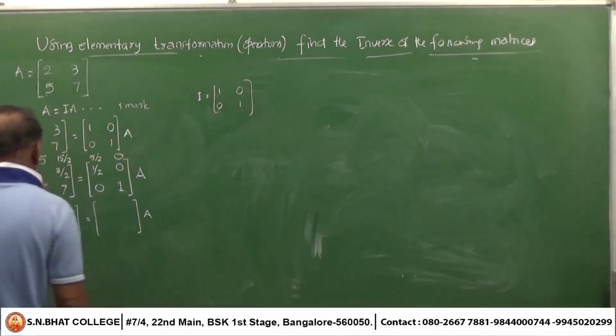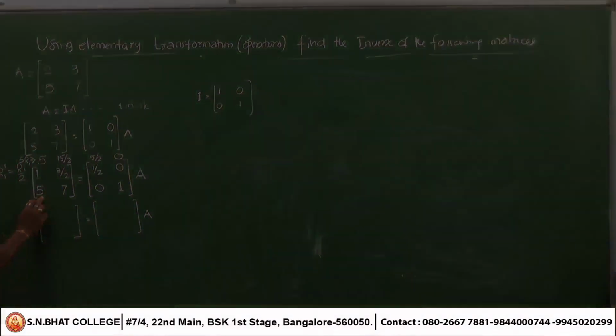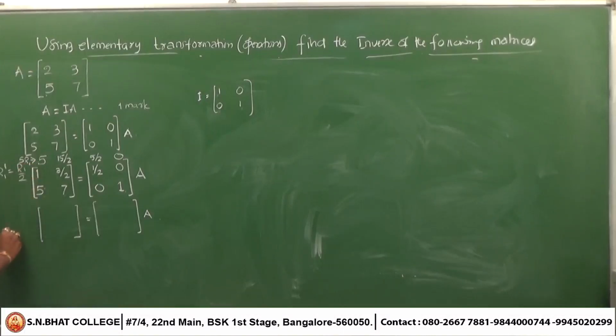Next, the row operation for R2. I have to make this element in R2 to be 0. Therefore R2 dash is R2 minus 5R1. To make this element to be 0, first you have to make this to be 5. To make this to be 5, multiply R1 by 5.